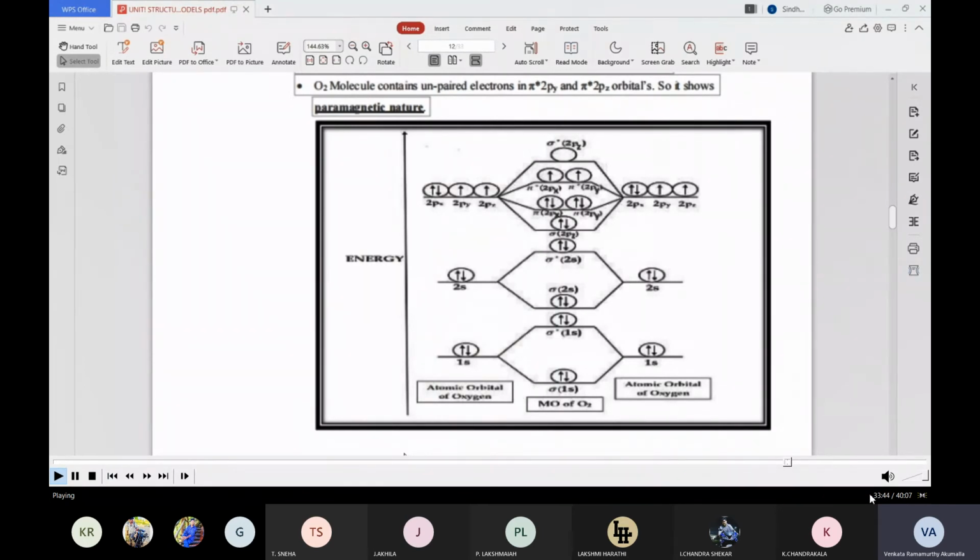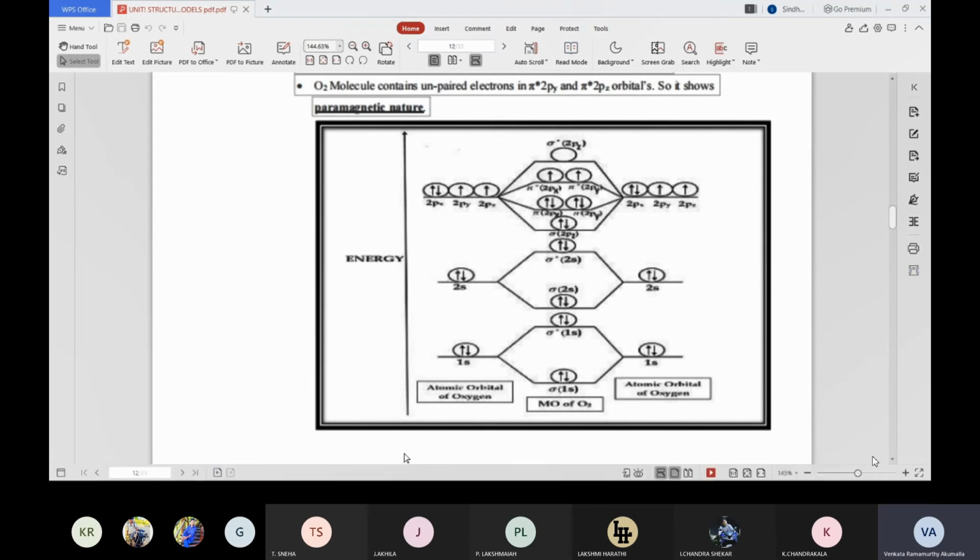Then the 2s orbitals: each side contains 2 electrons, so 4 electrons go to σ2s2 and σ*2s2. These orbitals are completely filled, with 2 electrons each. That completes 1s2 and 2s2. Now the p orbitals contain 4 and 4, so 8 electrons: 2px 2 electrons, 2py 1 electron, 2pz 1 electron, and on the right side likewise 2px 2 electrons, 2py 1 electron, 2pz 1 electron.